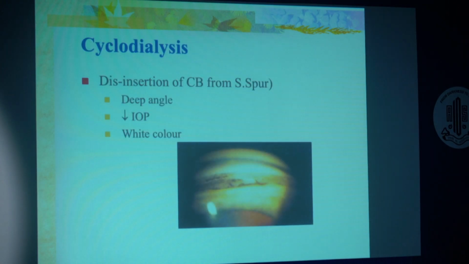And what is cyclodialysis? Normally, this is associated with the scleral spur. Directly you see the sclera, a deep angle, hypotony, and white color of the angle.